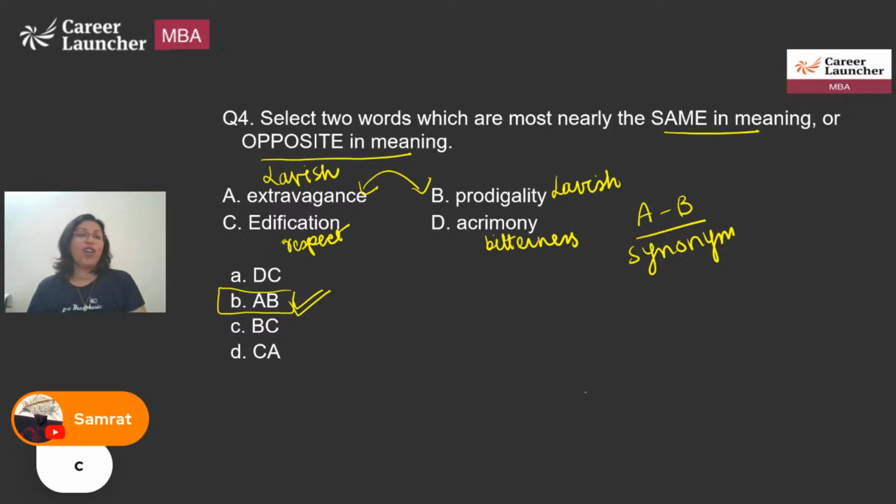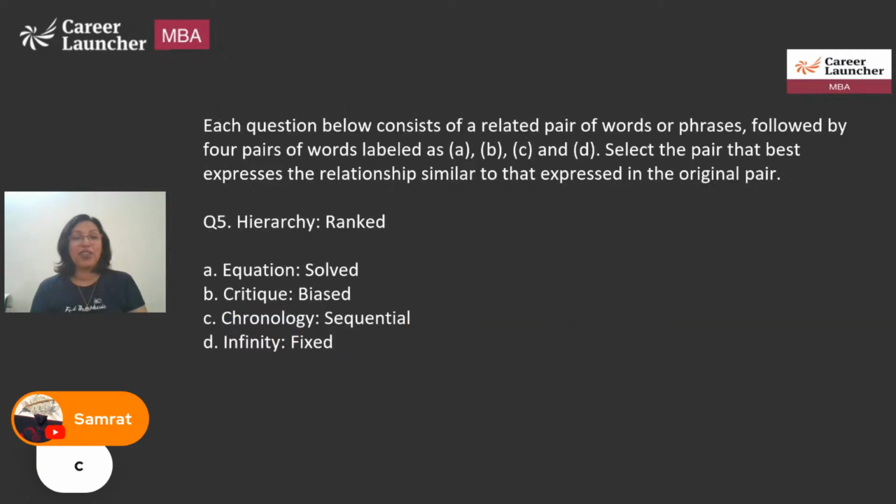I know, obviously, all of us know which wedding I'm talking about. There's only one wedding the world is talking about, isn't it? And because we are smart, we all know. Okay, oh, so this is prodigality, or this is extravagance, or lavish. That's how it is. All right, let's go to the next question.